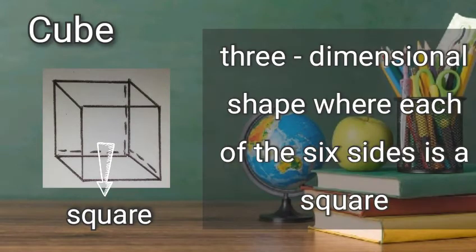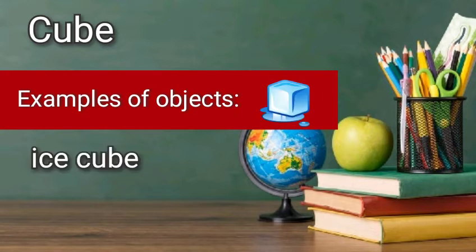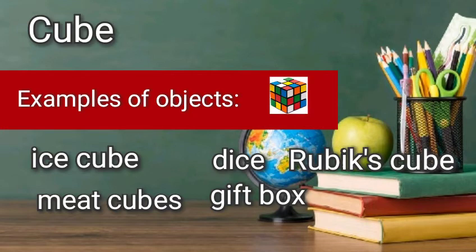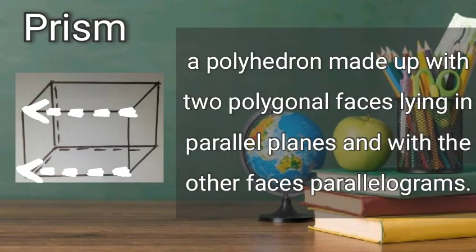A cube is a three-dimensional shape where each of the 6 sides is a square. Examples of objects: ice cube, meat cubes, dice, gift box, Rubik's cube. A prism is a polyhedron with 2 polygonal faces lying in parallel planes and with the other faces parallelograms.